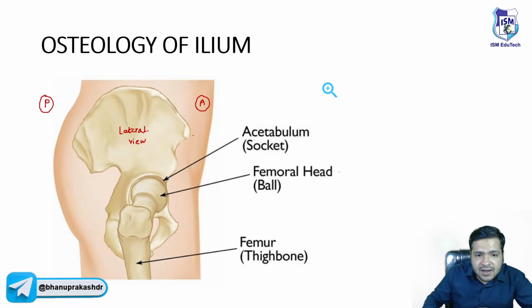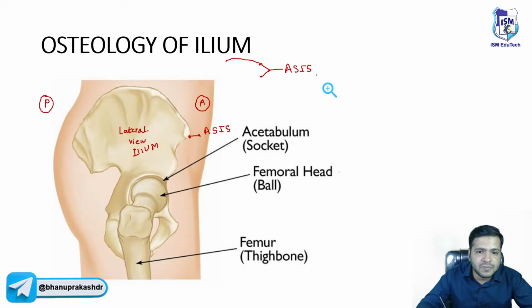Now anterior border begins over here. This is called as anterior, आगे की तरफ है, superior, ऊपर की तरफ है. किसका पार्ट है? ilium का पार्ट है. Anterior superior iliac spine. ये देखो spine like projection है, इस तरीके का projection है. तो इसको हम लोग क्या बोलते हैं? Anterior superior iliac spine.